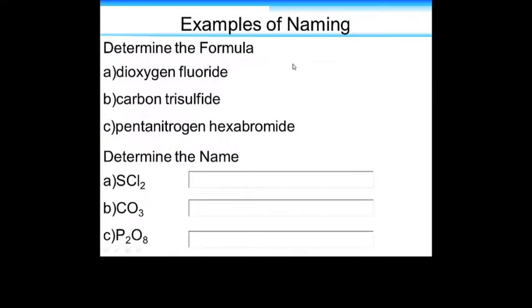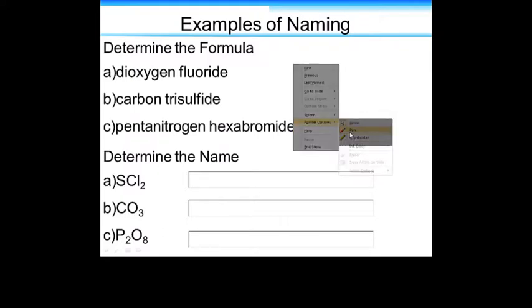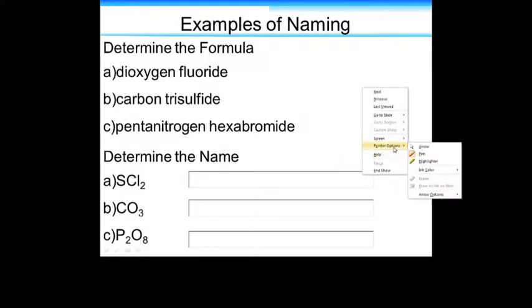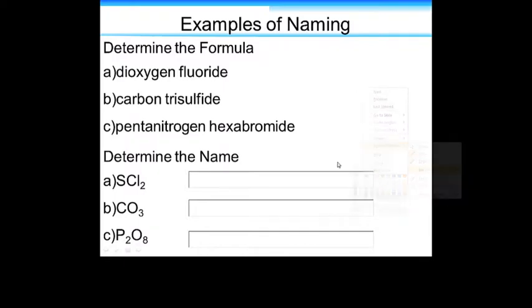So let's do some examples here. We've got dioxygen fluoride. The di tells us there's 2. Okay, and the fluoride, this is really just fluorine with that stem change. All right, carbon, that's easy enough. Trisulfide. This "ide" was added to sulfur. So that's carbon, and the tri means that there are 3 sulfurs.